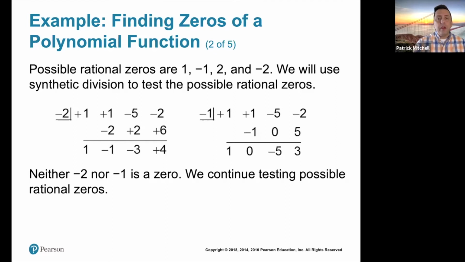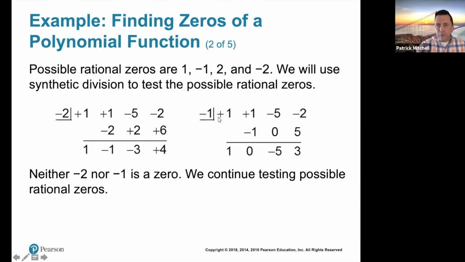All right. So a quick review of synthetic division. You bring down the 1, and then -2 times 1 is -2. 1 plus -2 is -1. -2 times -1 is +2. -5 plus 2 is -3. -2 times -3 is 6. -2 plus 6 is 4. So when this polynomial is divided by x plus 2, the remainder is 4, which means that x plus 2 is not a factor of this polynomial, which means that -2 is not a 0.